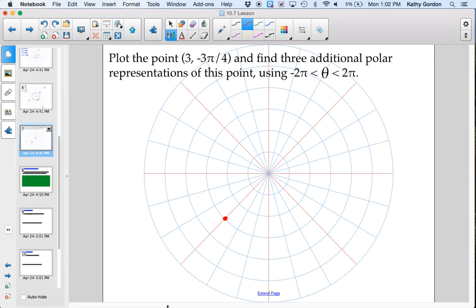Okay. Now it's asking for 3 additional polar representations of this point, but notice it's giving you a limit to what angle you can use. So you have to keep your theta between negative 2 pi and positive 2 pi, but there should be at least 3 more ways to represent that same point.